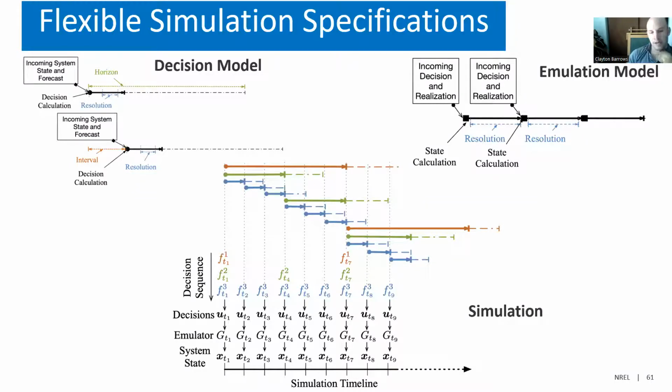And so we have a lot of flexibility in using these two model specifications to define a simulation specification, where each of the problems represented by this sort of Gantt chart looking thing is informed by the results of previous problems, and allows us to represent the forecasted schedule, the actual schedule, and then the system response, or the emulated system response at each time period throughout a horizon. And so next slide.